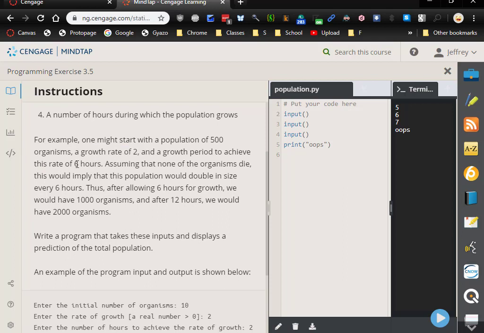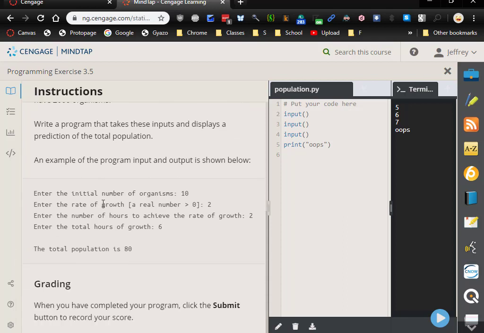Growth rate of 2 over 6 hours and in 12 hours. Sure, great. That just means that we doubled it twice. Started off with 500 and then it growth rated 2, so it wound up at 1,000 after the first 6 hours, and then it wound up being 2,000 after the next 6 hours. Do you have any suggestions for how to do that? Because I know it's a series.